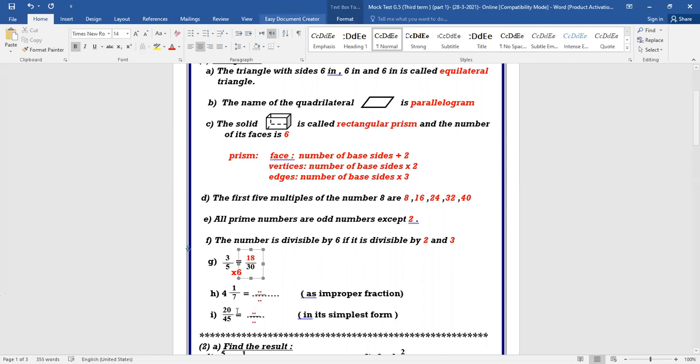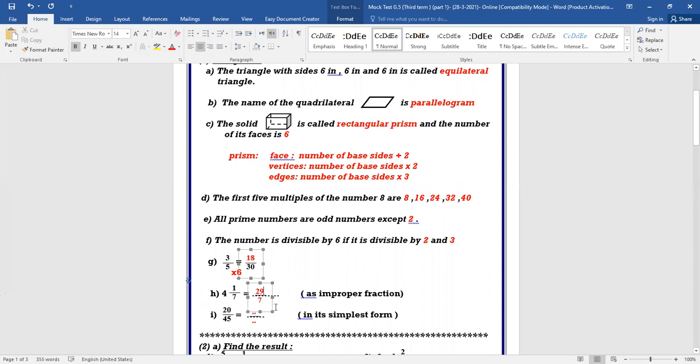Yes, Sadat. 4 and 1 out of 7 as an improper fraction. 7 will be the denominator. We write the denominator the same, 7, and then multiply the denominator by the whole number and then add the result to 1. 7 multiplied by 4 plus 1 equals 29. 28 plus 1 equals 29. It will be 29 out of 7.